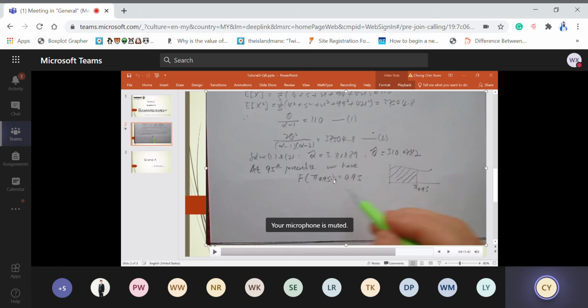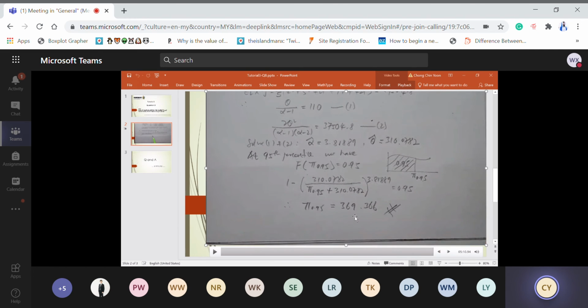We use the CDF because the area under the graph before pi 0.95 is 0.95. So from this CDF, you can go to the formula in Table C, look at the Pareto, then substitute the parameter values, and you will get this X value. The X value is about $369. So this is a claim size.